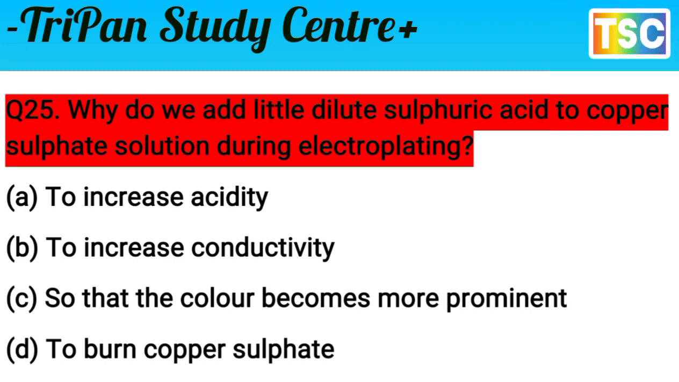You know that question is very interesting, but sulfuric acid is the most important here because sulfuric acid increases conductivity. So option B is correct, to increase conductivity. We add a little dilute sulfuric acid to the copper sulfate solution during electroplating to increase conductivity. So option B is correct here. That's important from the exam point of view.